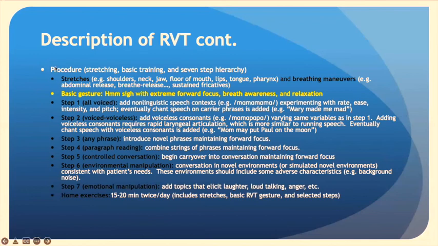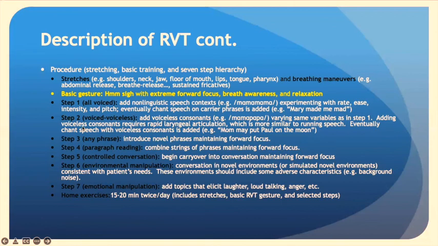So it begins with a stretching of the body and breathing maneuvers. Then the basic gesture, a sigh with extreme forward focus, breath awareness, and relaxation. And then step 1, all non-linguistic speech context. So ma, ma, ma, ma, ma, ma. Experimenting with rate, ease, intensity, and pitch. Eventually, there's chant speech on carrier phrases such as Mary made me mad. And you might add voiceless consonants, mama, papa, mama, papa. Adding the voiceless consonant requires rapid laryngeal articulation, which is more similar to running speech.